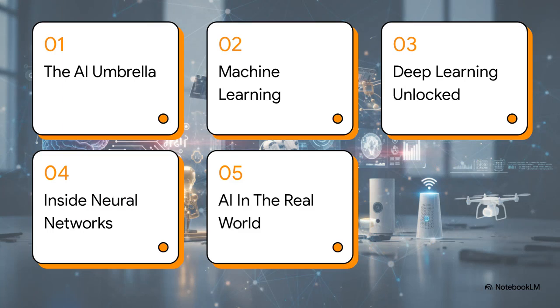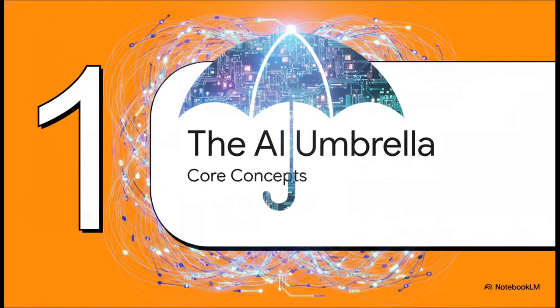We're going to use a nested doll approach, starting broad and zooming in. We'll kick off with the AI umbrella, then move into machine learning explained, unlock deep learning, peek inside neural networks, and finally wrap things up with AI in the real world. Let's get started. All right, part one, the AI umbrella.